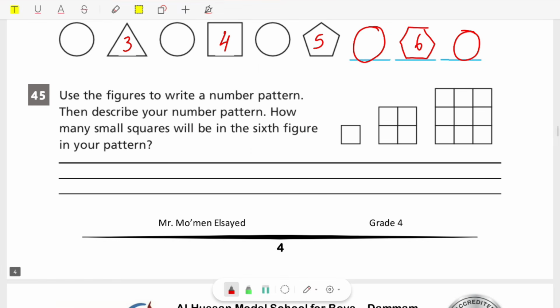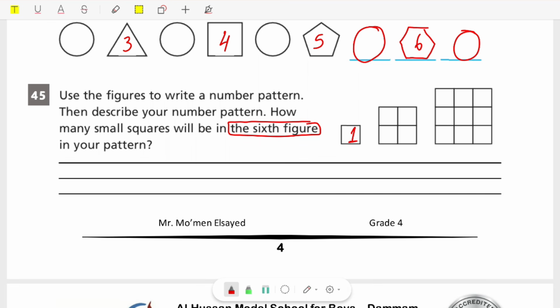Okay, the next one. Use the figures to write the number pattern, then describe your number pattern. How many small squares will be in the 6th figure? So he's asking about the 6th figure. So let's go with the pattern. So this is the first one. So it has only one square.